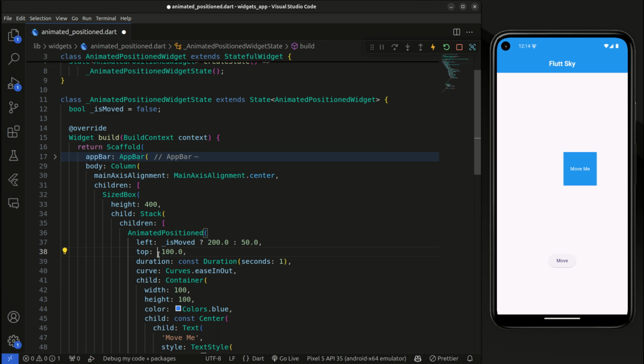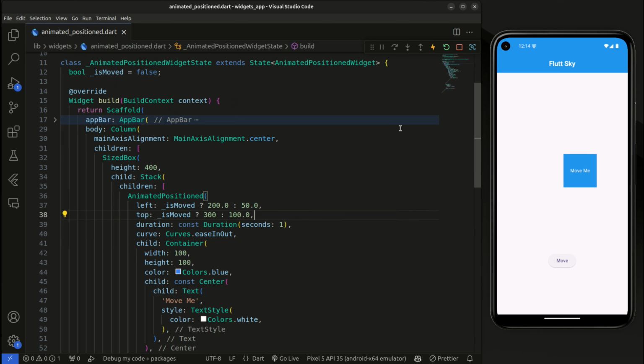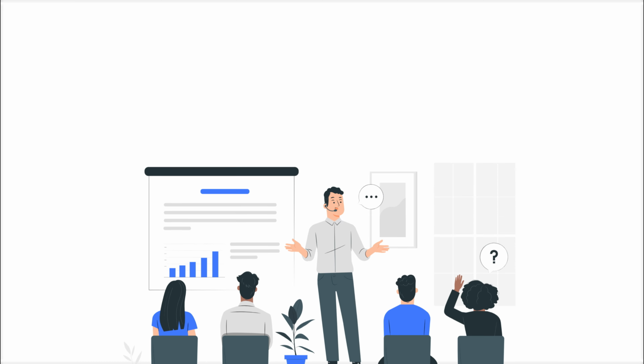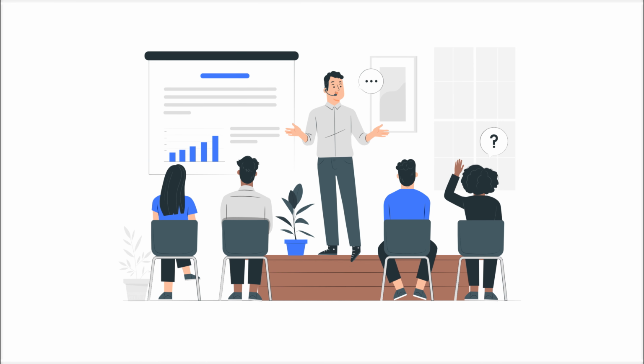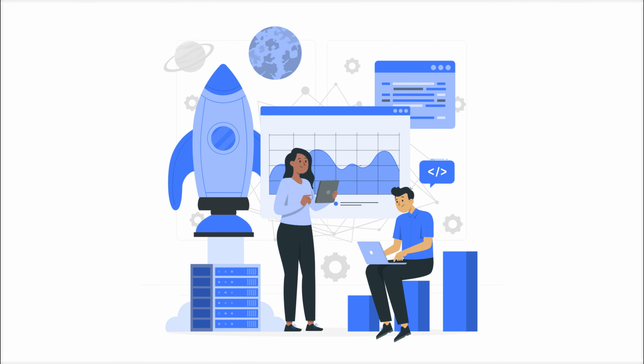AnimatedPositioned isn't just about left and right. We can move our widget any way we like. Let's try a diagonal move. We will update the movements. We use a Boolean value to switch left between 50 and 250, and top between 300 and 100, and we will use Curves.easeInOut. Now let's save and check for the changes. Now our box zooms diagonally across the screen. Pretty cool, huh?